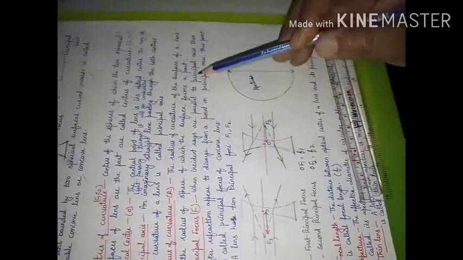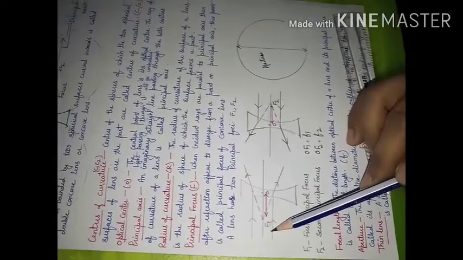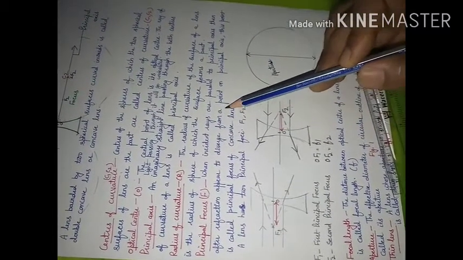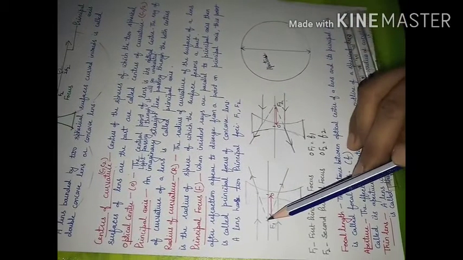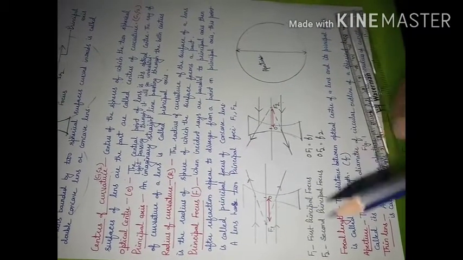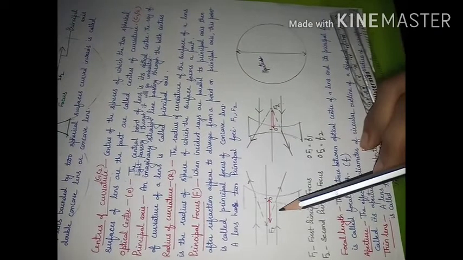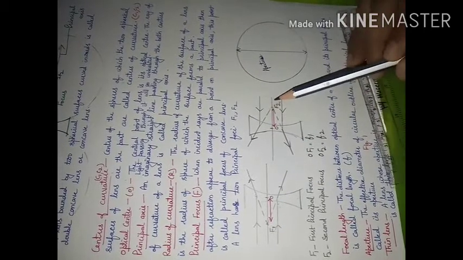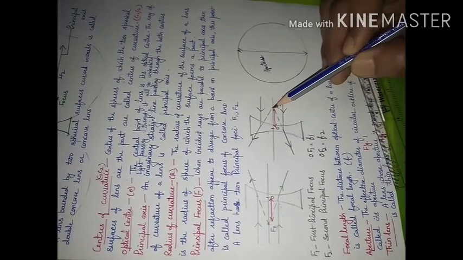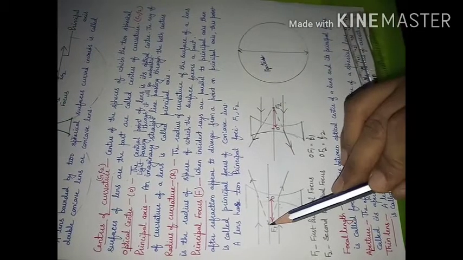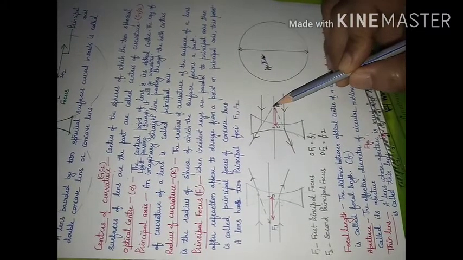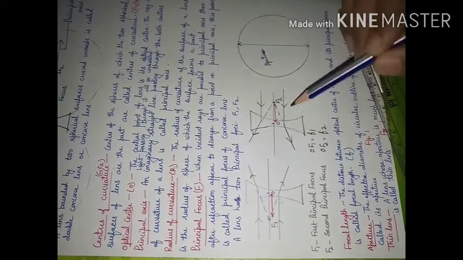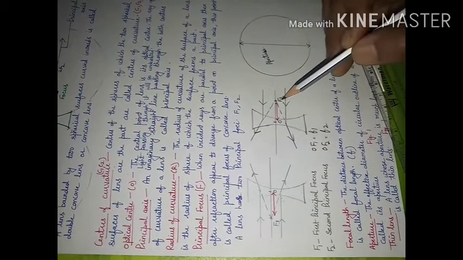When incident rays are parallel to the principal axis, then after refraction, they appear to diverge from a point on the principal axis, and this point is known as the principal focus. If your incident ray is coming in this direction, then you will have the focus this side. If your incident rays are coming from this direction, then you will have your focus this side. So this is also a principal focus, this is also a principal focus. A concave lens will have two principal foci, f1 and f2.